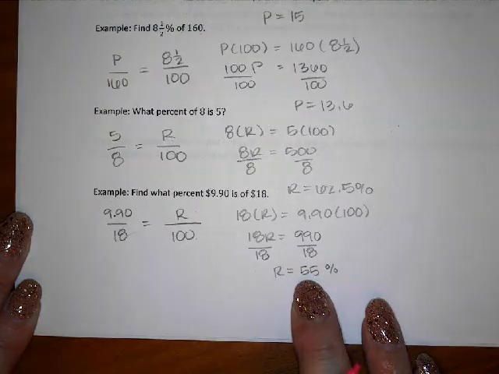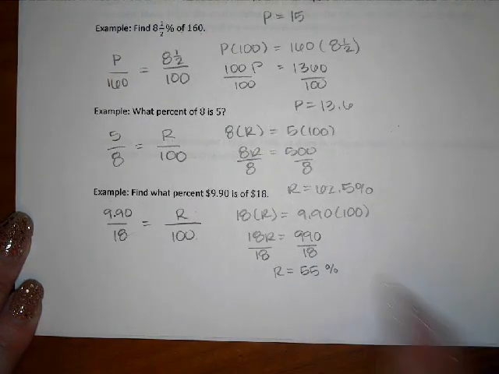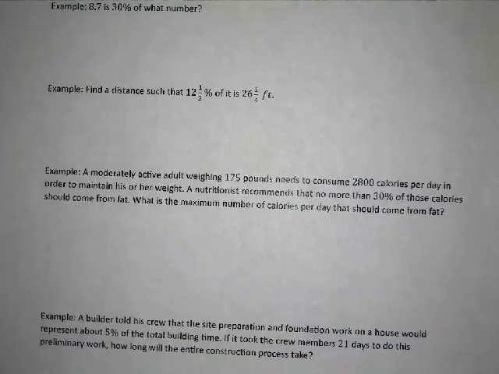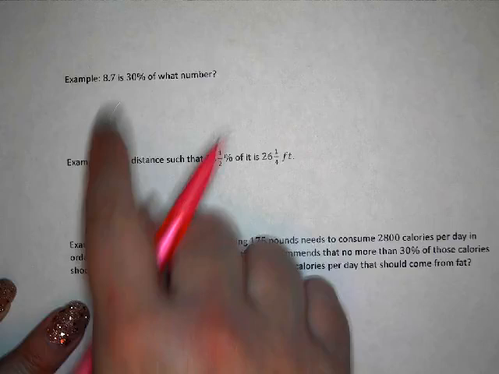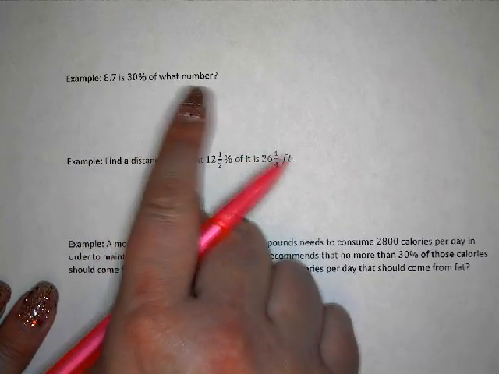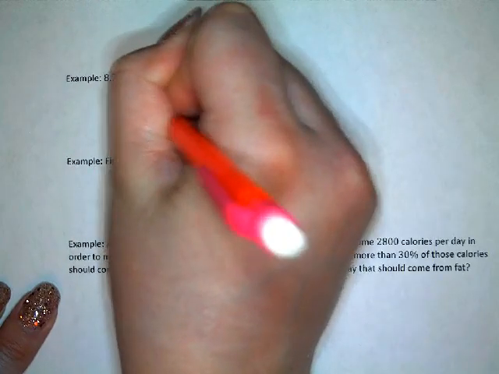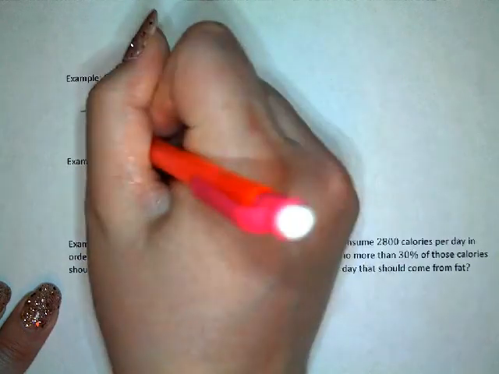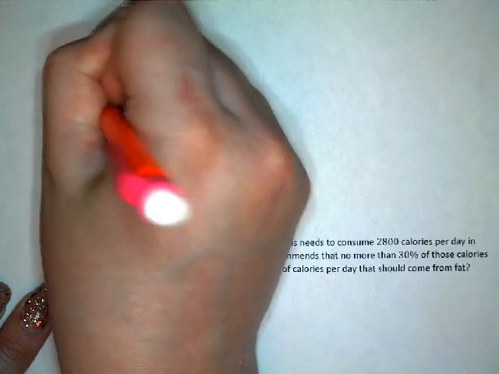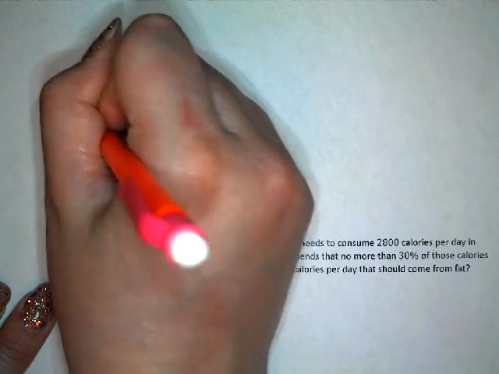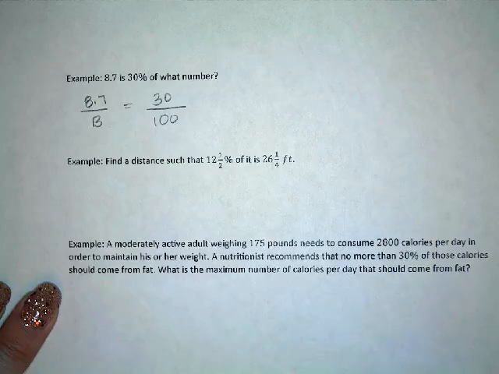So 990 is 55% of 18. Okay, 8.7 is 30% of what number? So 30%, 100. We put the is on top, the of on the bottom. So 8.7 is of what number? This is the B, the base or the whole or the total amount.